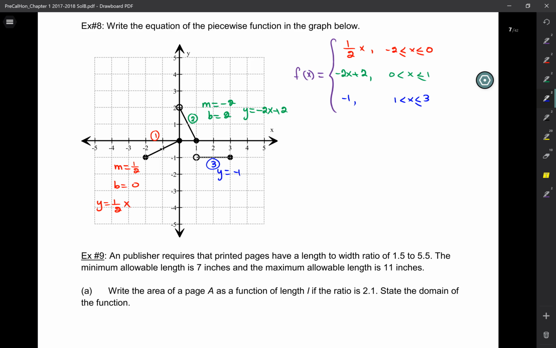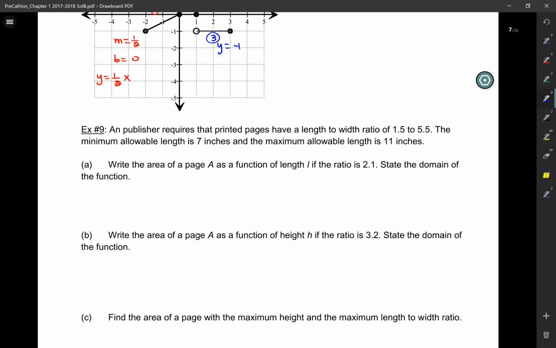So, is there anything here? Is there really any new information? No. You've learned how to write equations of lines since pre-algebra. So here is one problem where you have to do it 3 times. And the only added thing is the intervals, which is really not a big deal. Okay, so let's move on.